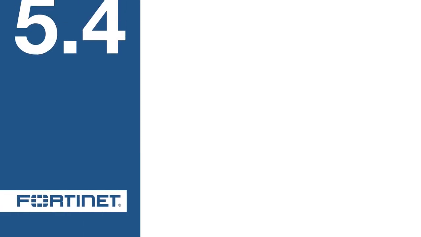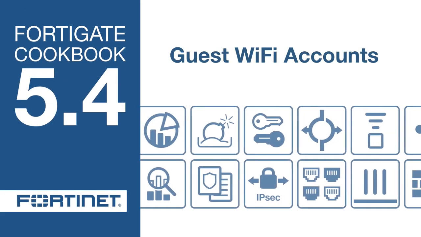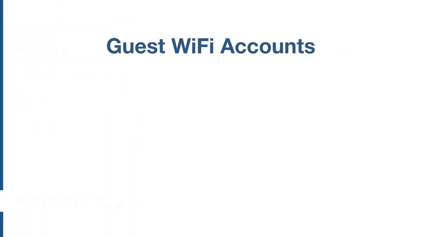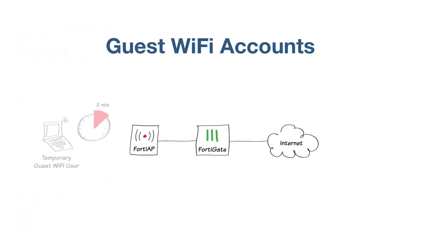In this video, you'll learn how to set up accounts for guests to connect to your Wi-Fi network for a limited amount of time. The accounts will allow guests to connect to your FortiGate's Wi-Fi network after authenticating using a captive portal. To make management easier, you'll also create a separate administrative account for creating and managing guest accounts. In this example, a FortiAP in tunnel mode is used to provide Wi-Fi access to guests.